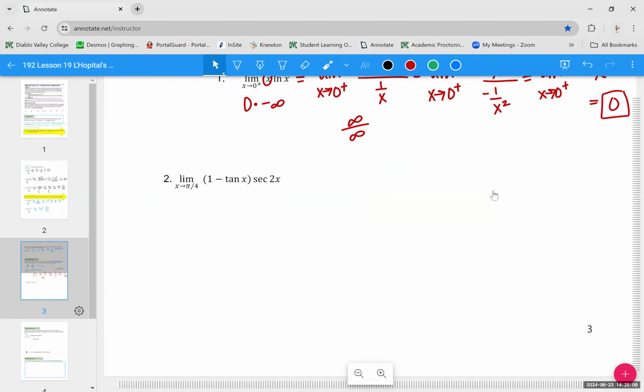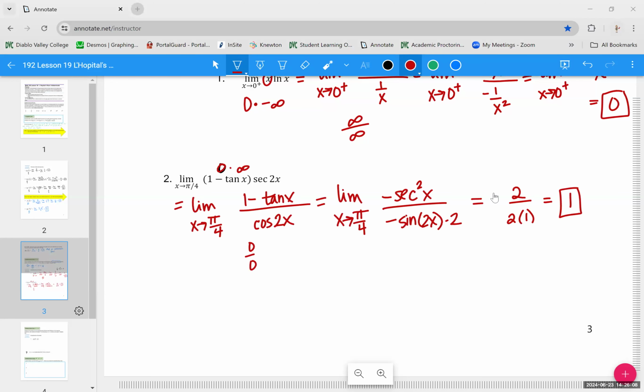All right, so same idea. Give number 2 a try. All right, let's take a look. So if I approach pi over 4 and use direct substitution, tangent of pi over 4 is 1, so that will be 0. And secant, oh, I'm going to multiply the pi over 4 by 2, so that would be pi over 2. The secant of pi over 2 does not exist. It's approaching infinity because the cosine of pi over 2 is 0. So I have 0 times infinity.